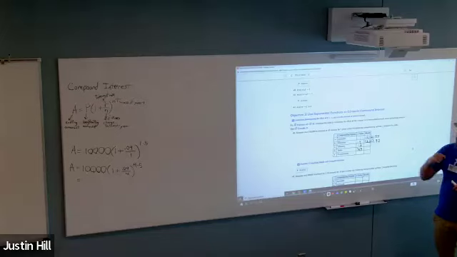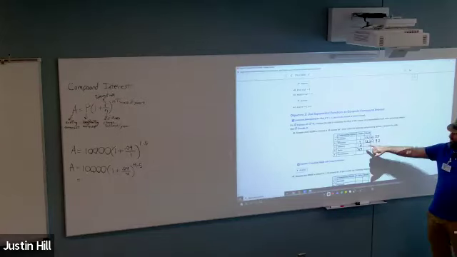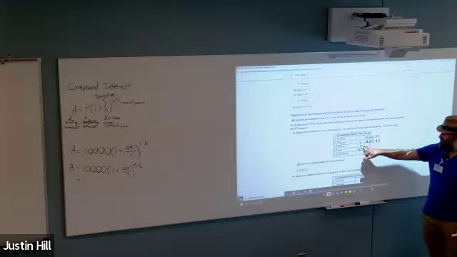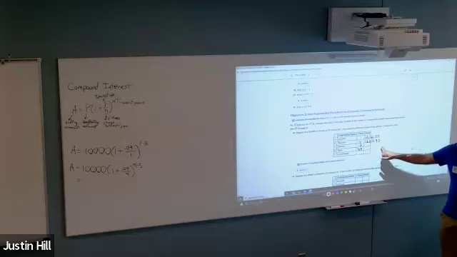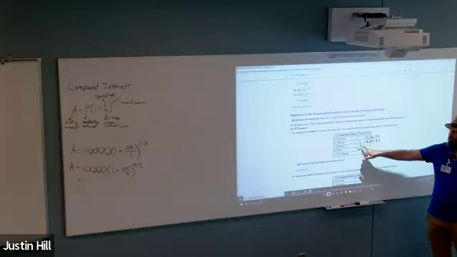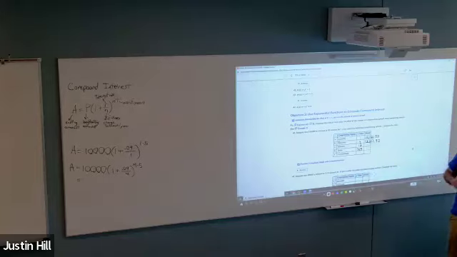So now that you guys kind of have an idea of how to run this calculation, I want you guys to take a little time and calculate how much you would pay back on this loan if it was charged monthly, 12 times a year, and daily, 365 times. See what we get out of this.